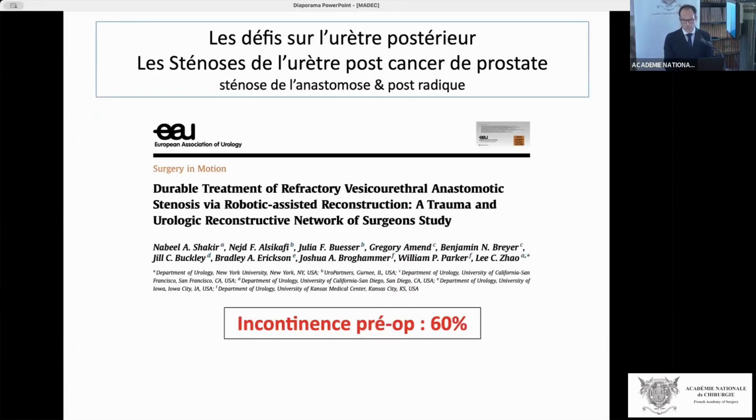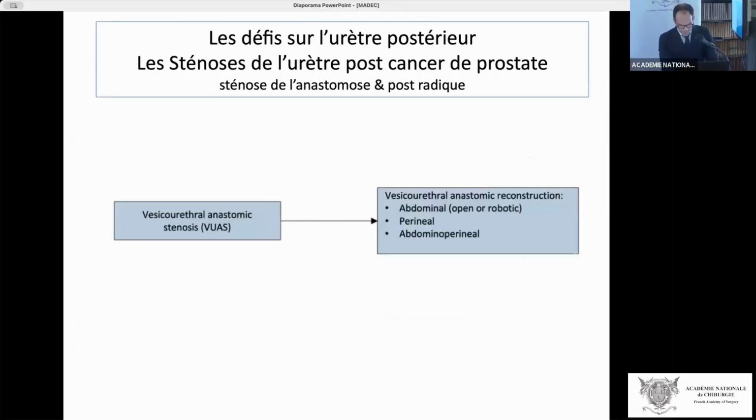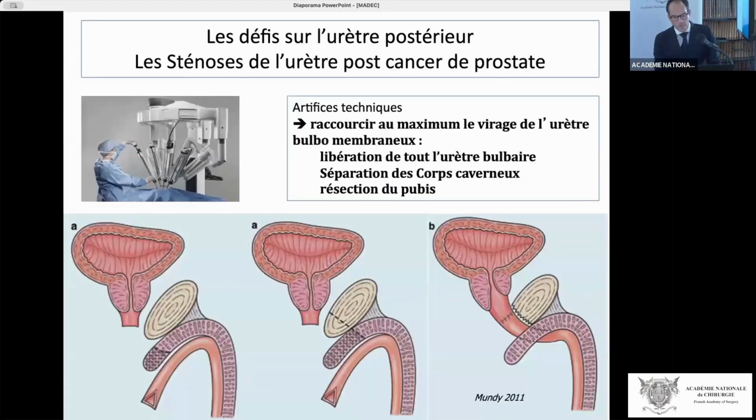However, the solution isn't immediately cystostomy or cystectomy. We can consider urethral repairs in these patients and redo the anastomoses for these anastomotic strictures. Currently, in my experience, we perform them using a dual approach now, both robotic and perineal. We essentially follow the principles of the anastomotic resection we perform for the posterior urethra.